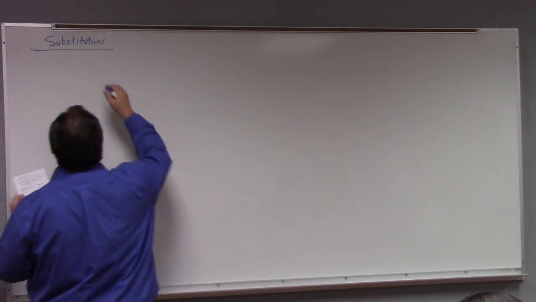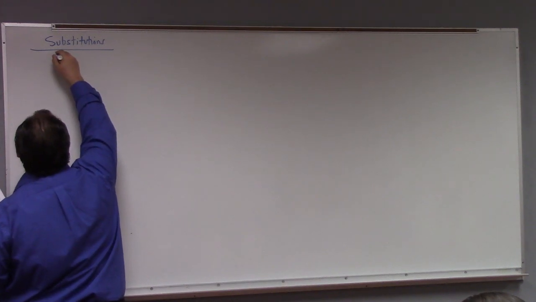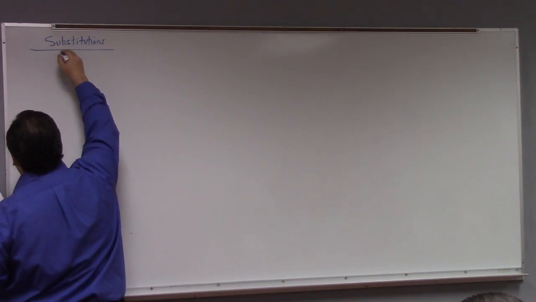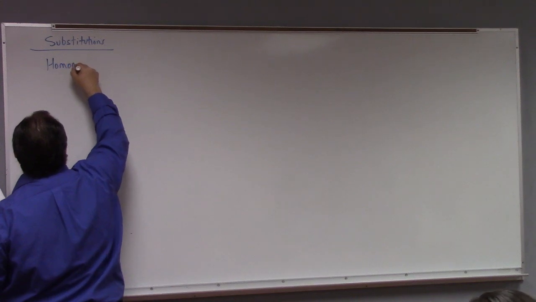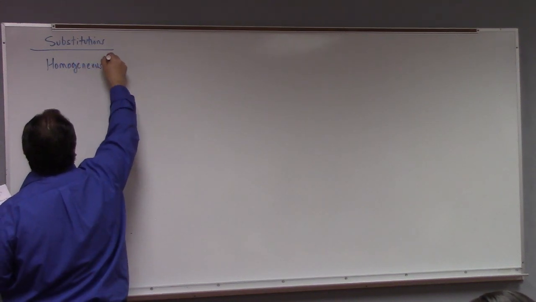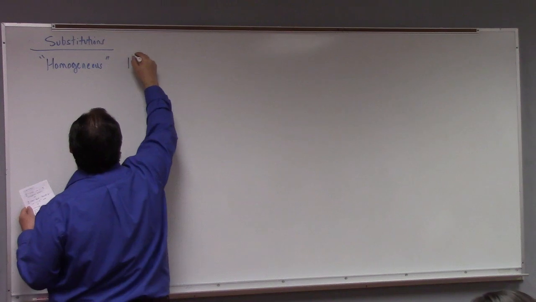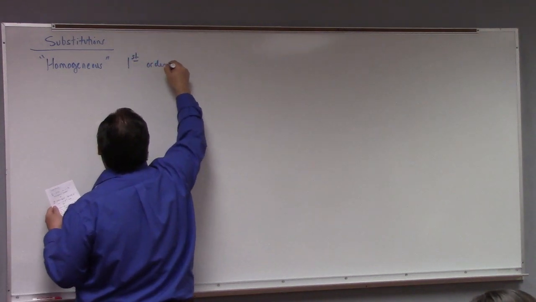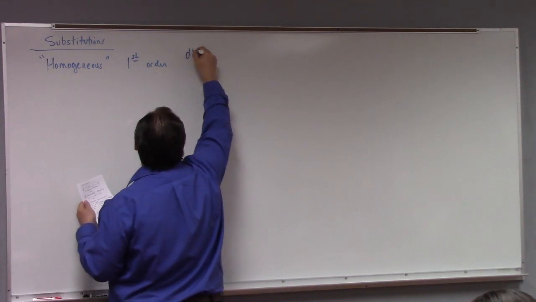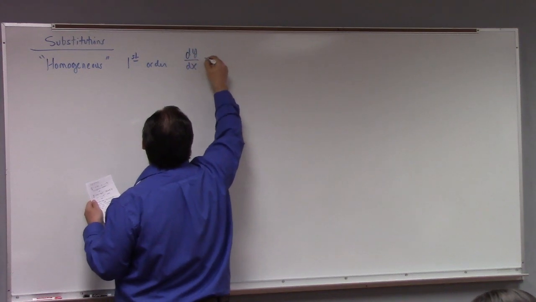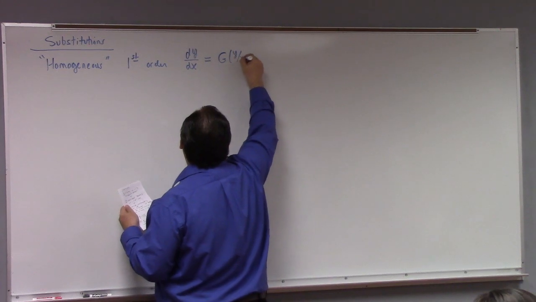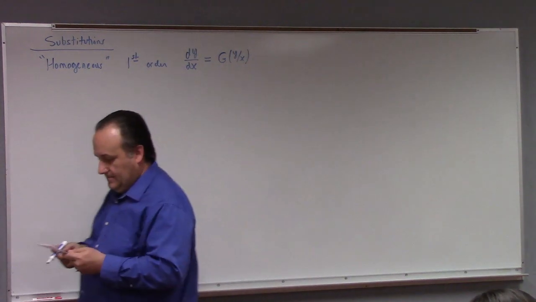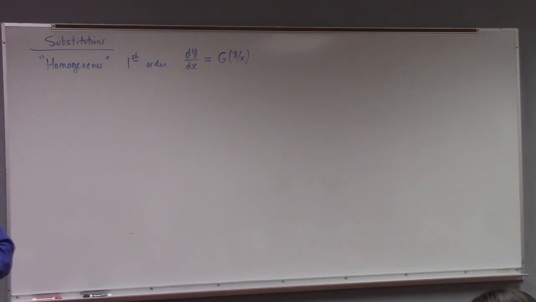So there are basically a couple of main examples. Here's a type of problem, so-called homogeneous first order. It has the form dy/dx is equal to some function g of y divided by x. All right. This is a so-called homogeneous problem.